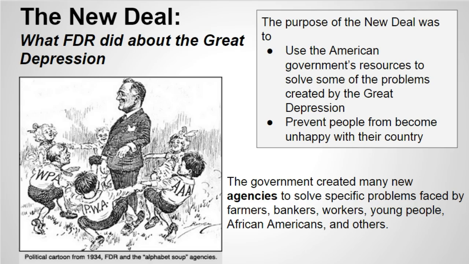The purpose of the New Deal was mostly to use government's resources to solve some of the problems created by the Depression. Another purpose of the New Deal was to keep people from getting too unhappy with their country. Elsewhere in the world, people were turning to terrible leaders like Hitler in Germany and Stalin in the Soviet Union to help them deal with the problems of the Great Depression.